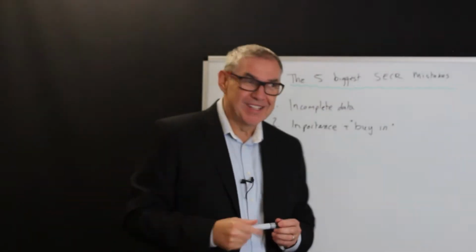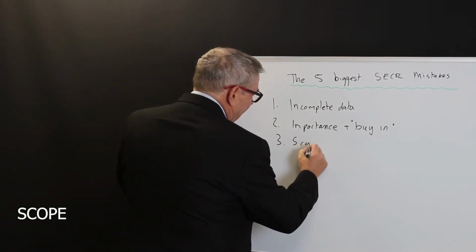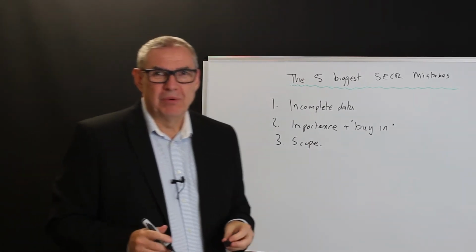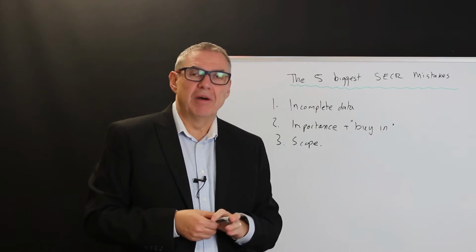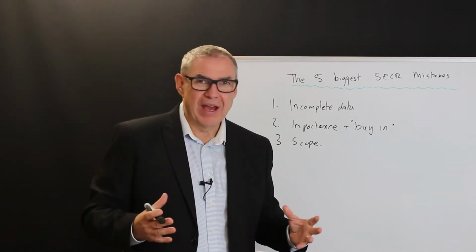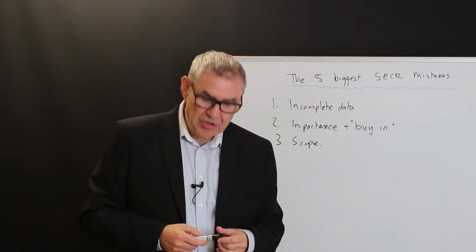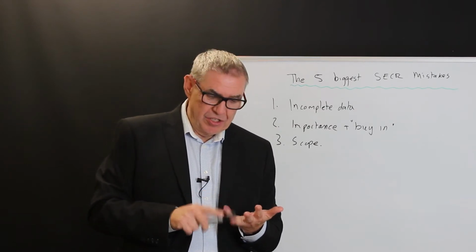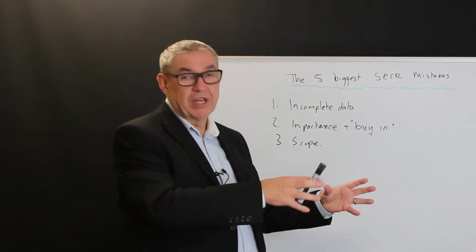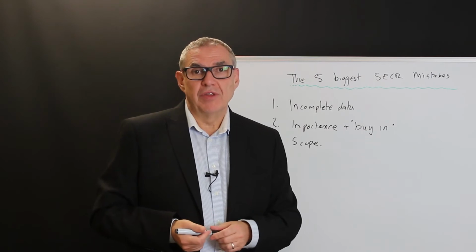Problem number 3, let's have a chat about scope. So what should be in your SECR report? I mean, if you've got one limited company and one site and you own all the assets, it's nice and easy, but life isn't like that. Chances are that you've got subsidiaries, chances are you've got leased assets, either leased cars or leased buildings, or you've got sort of small sales offices, satellite. What should you include? People very often get this wrong.